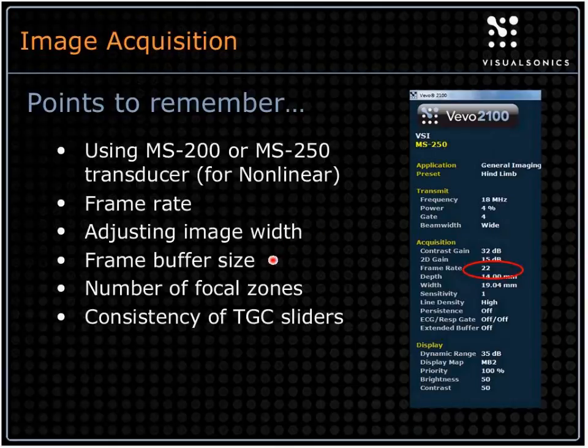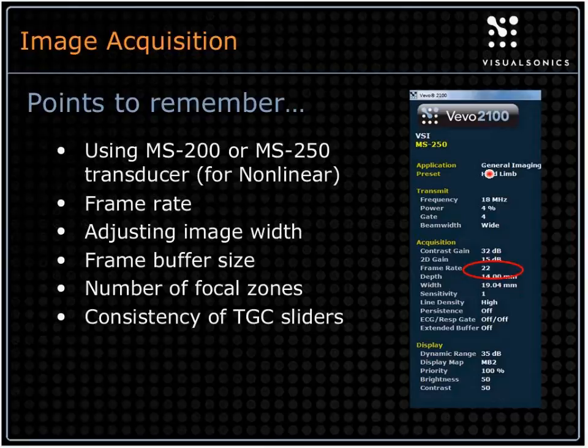You can change things like the frame buffer size by adjusting the frame rate and adjusting the image width. The frame rate, there's actually a controller knob on the system in, I believe, the middle left, where you can dial up or dial down the frame rate. Then there's adjusting the image width, so the actual width of the image.